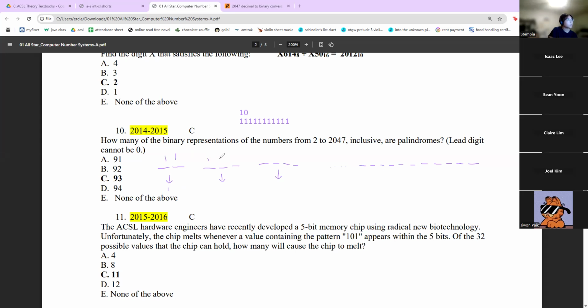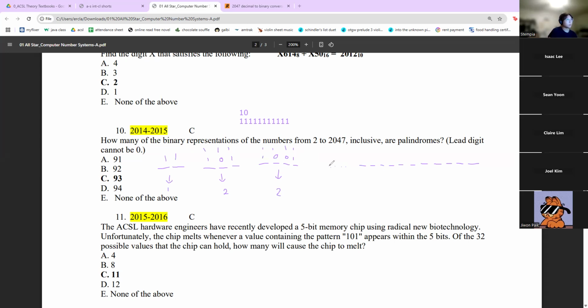For a bit string length of three, we have 101 and we have 111. So that's going to have a sum of two. For four would be a very similar concept where it's either going to be 1001 or 1111. Okay. And we're just going to keep on going with this pattern.